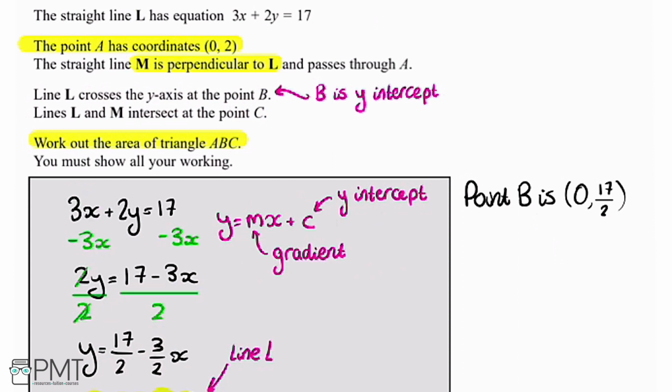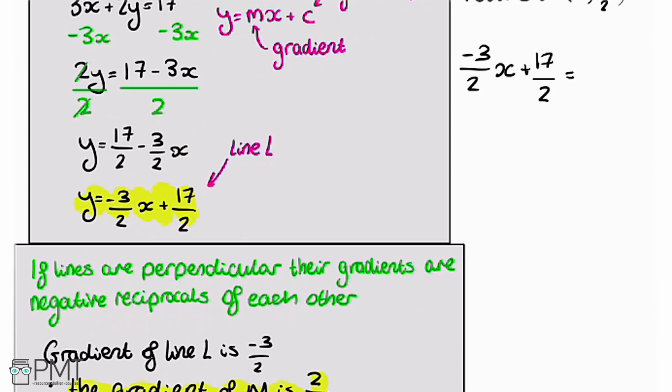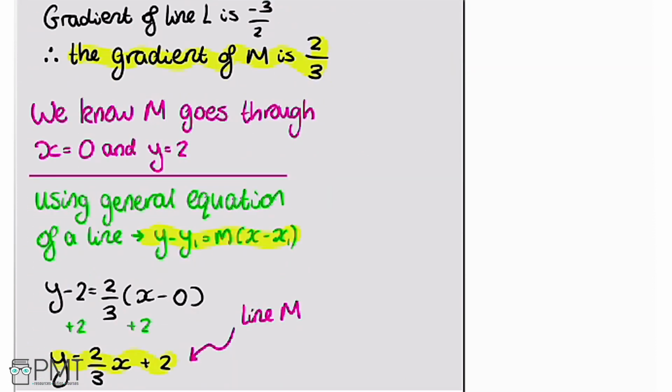So we've got the equation for L and the equation for M. We're going to see where they intersect, and that will be C. To do that, we're going to equate them, set them equal to each other. We're going to have minus 3 over 2x plus 17 over 2, and that's going to be equal to the equation for M, so 2 over 3x plus 2.